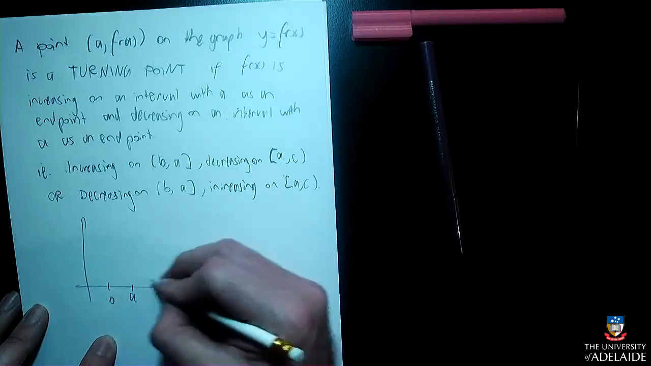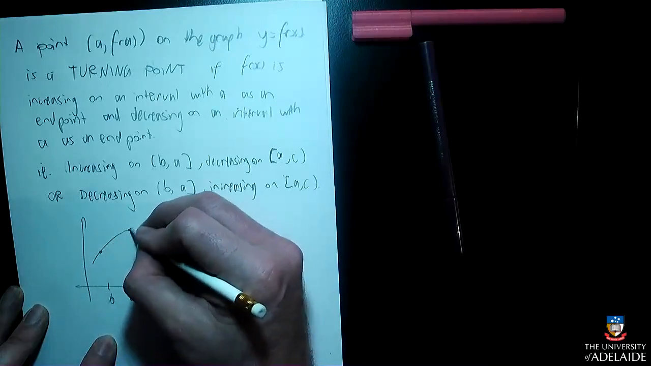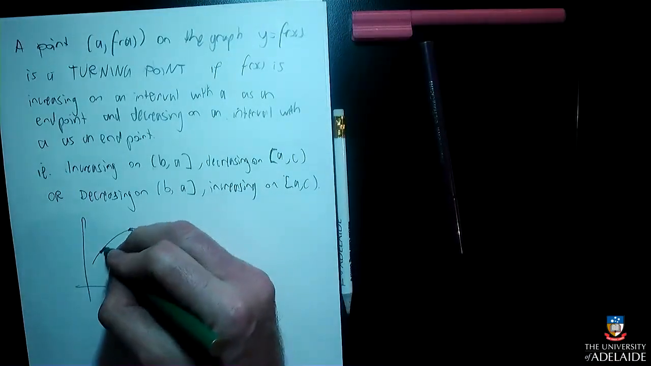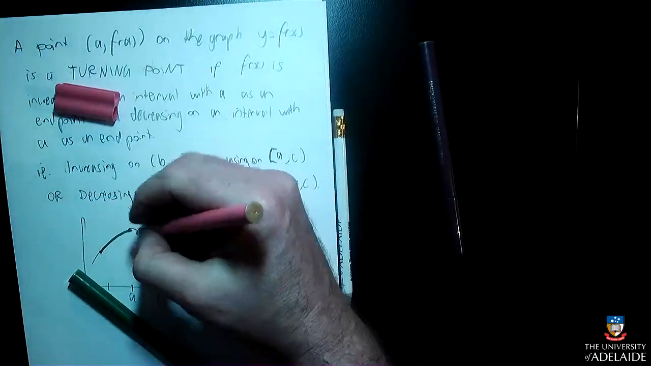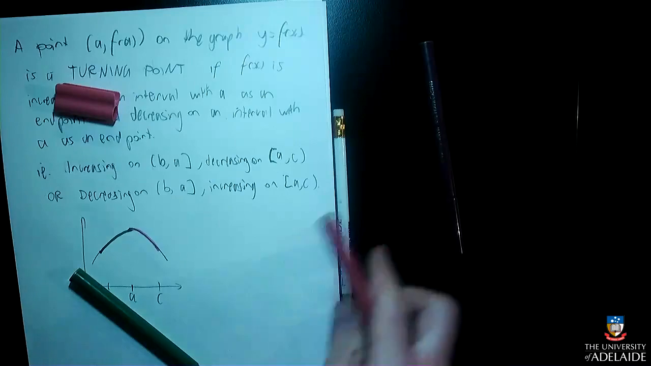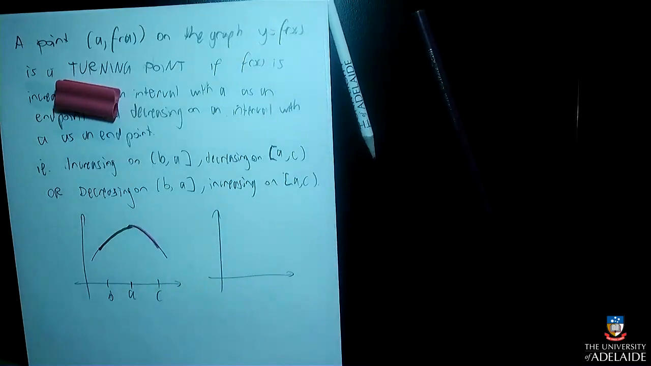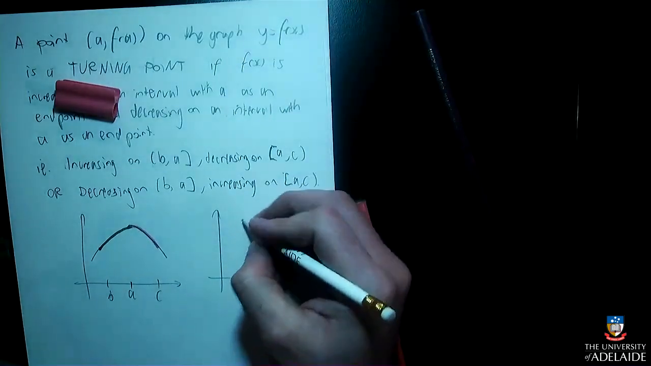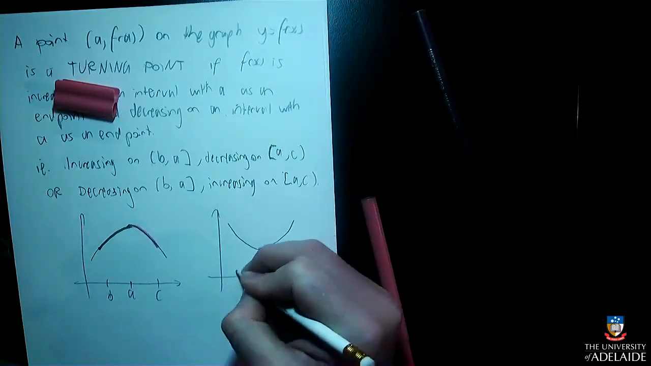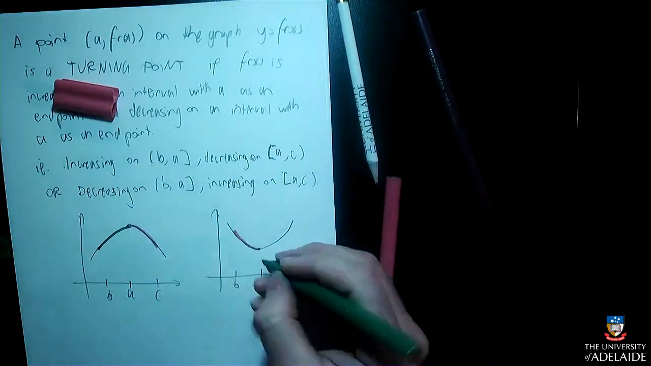Here's the A and here's the B I was talking about, and here's the C I was talking about. And it's sort of increasing on this interval and decreasing on this interval. I'm just going to draw increasing here and decreasing here. And it doesn't actually have to be increasing everywhere on the other side, just nearby. Or it could be this way around. It could be decreasing on this side and increasing on this side. So there's an interval here where it's decreasing, and there's an interval here where it's increasing.